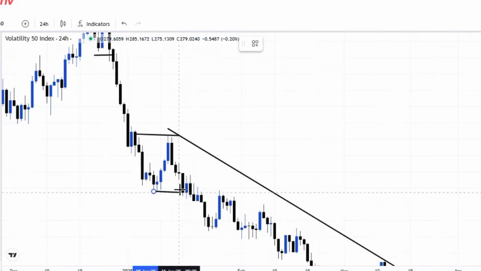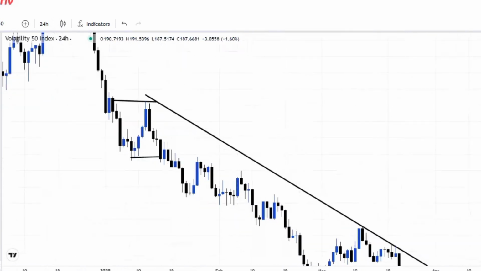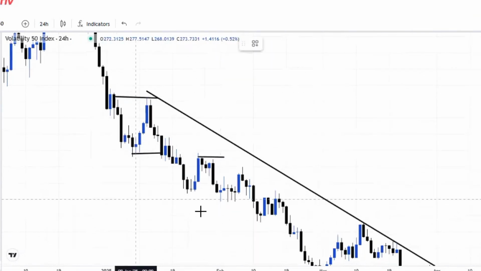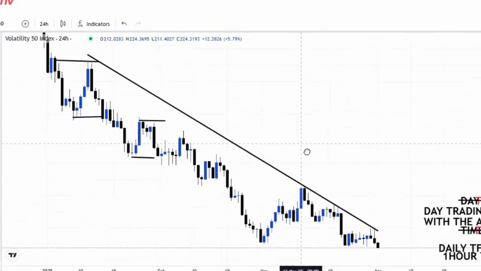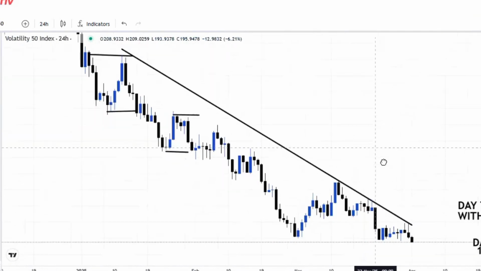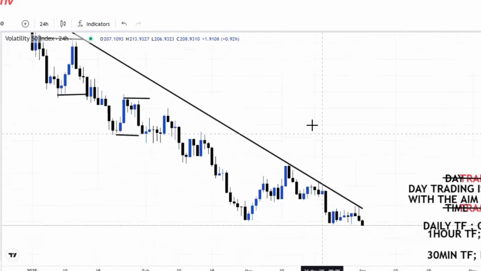So we can notice that this market is actually giving us a bearish structure. Okay, now it's giving us a bearish market structure. So that means that our market or price is actually going down. Okay, so we understand what the market is doing here.